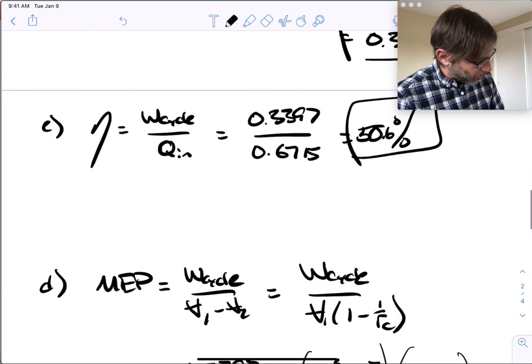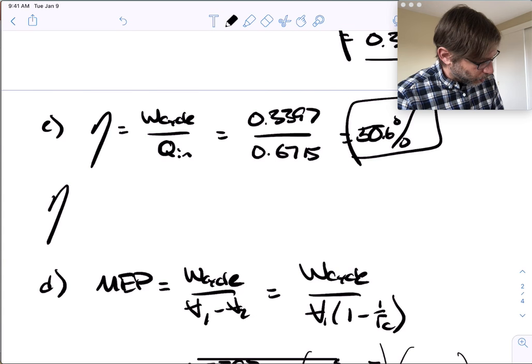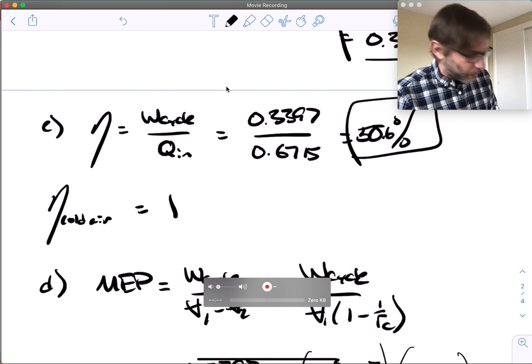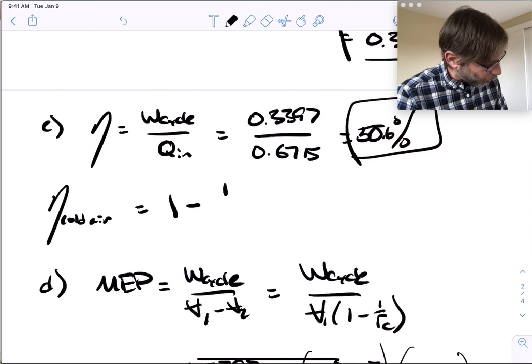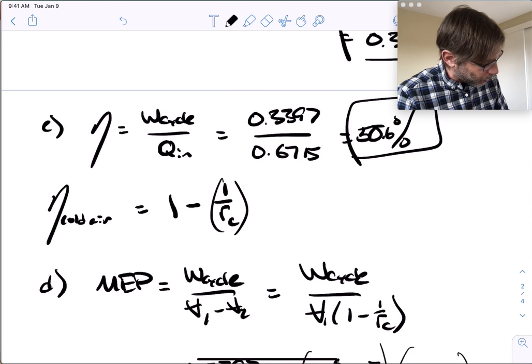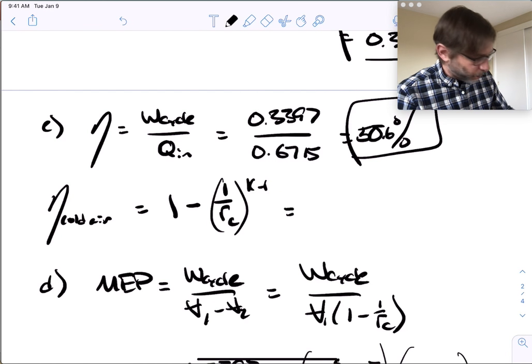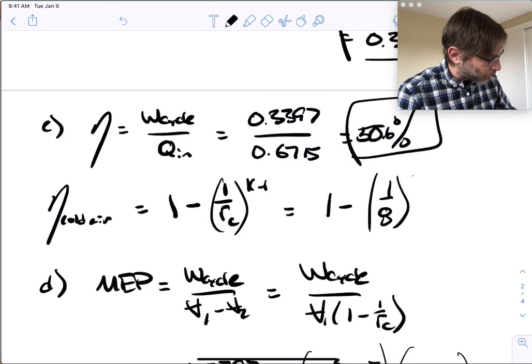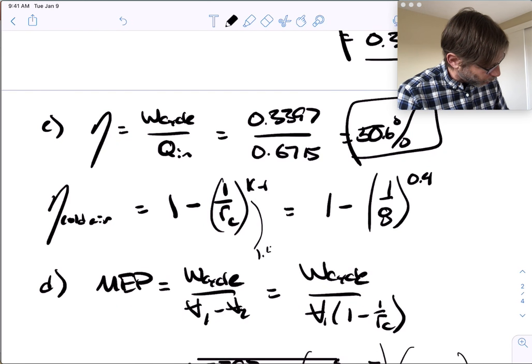Okay, now if we're going to assume cold air for constant specific heat, we can use our handy relation here in our last minute. I'm already out of time, but 1 over RC to the K minus 1. And if we assume K for air is 1.4, this is 1 minus 1 over 8 to the 1.4 minus 1, which is 0.4. So this is 1.4 for air.